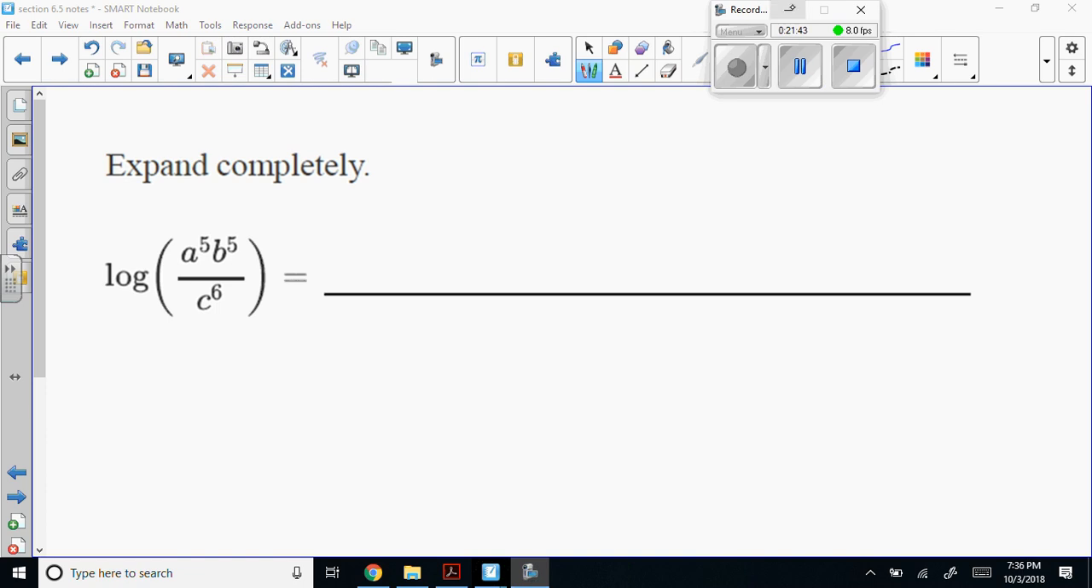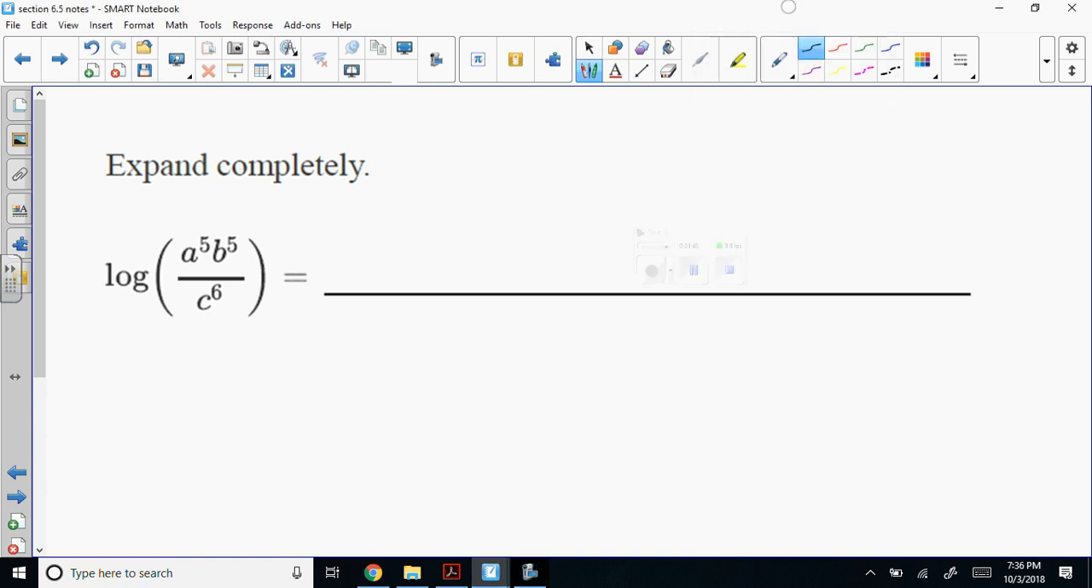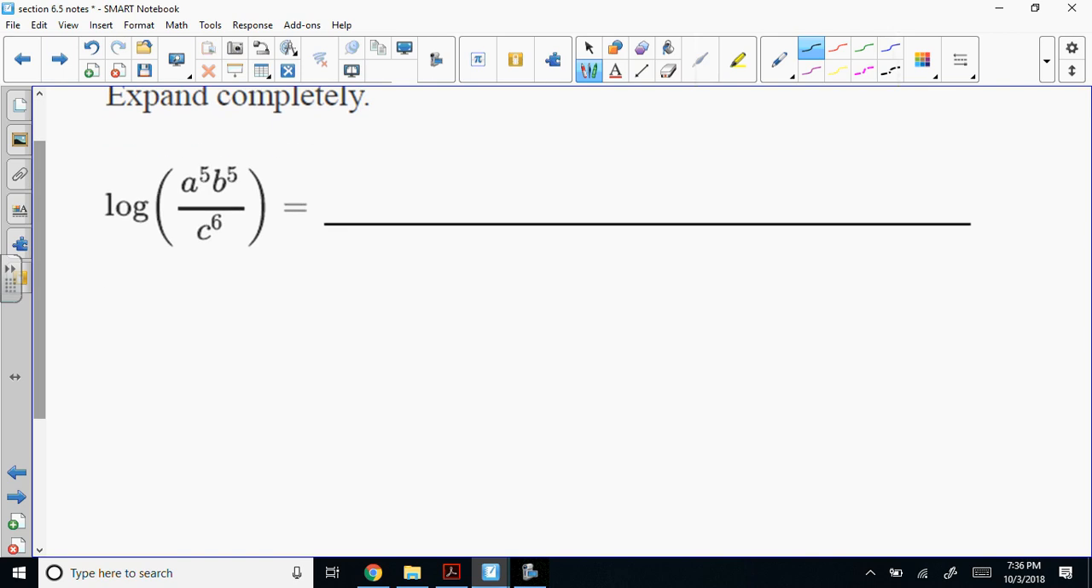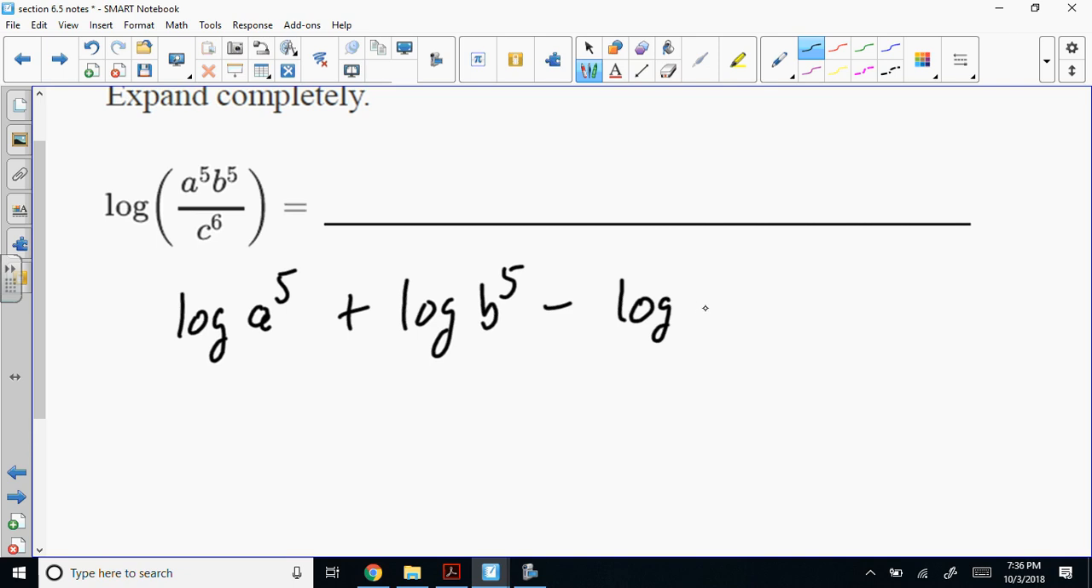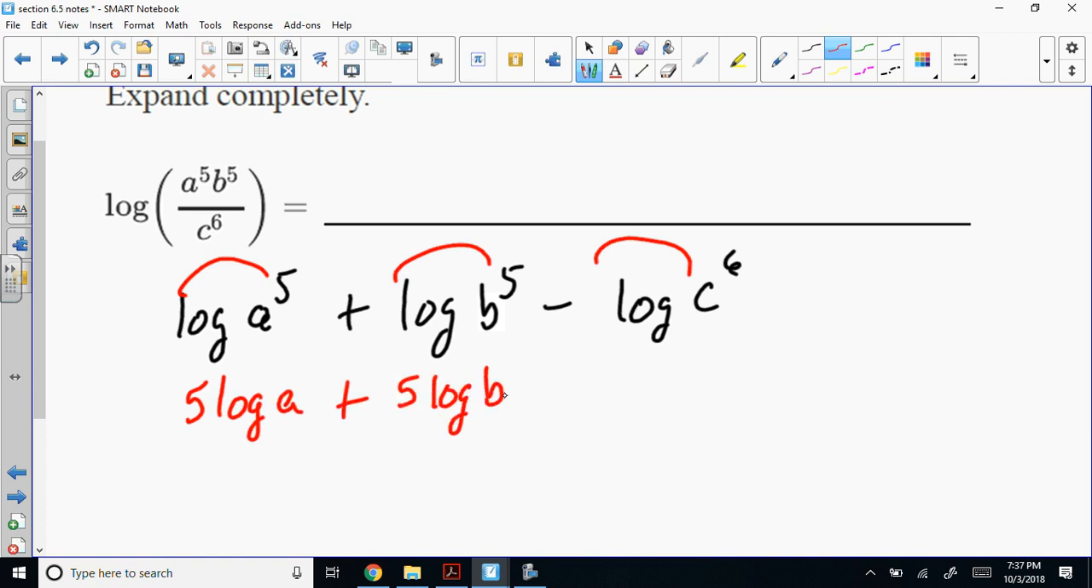All right, let me show you how my brain works. I'm going to go ahead and write log of a to the fifth plus log of b to the fifth, minus log of what? c to the sixth, right? Is that too much of a stretch? Yay or nay? Last thing, take these exponents out to the front, right? There you go.